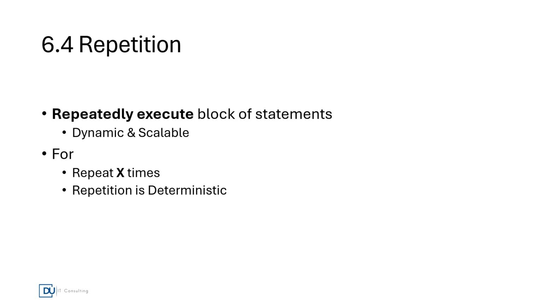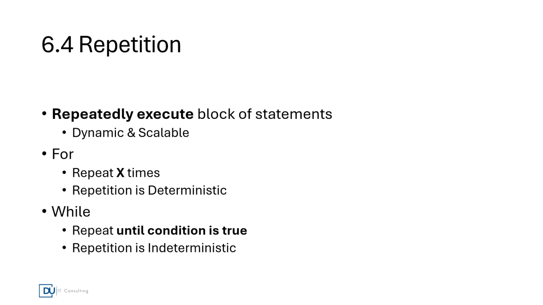So there are two constructs available in Python. One is called a for loop and the other one is a while loop. In a for loop, we know that we have to repeat it X number of times. The repetition is deterministic. In a while loop, the repetition happens until a condition is true. When the condition becomes false, the while loop stops repeating. And in this case, the repetition is indeterministic.